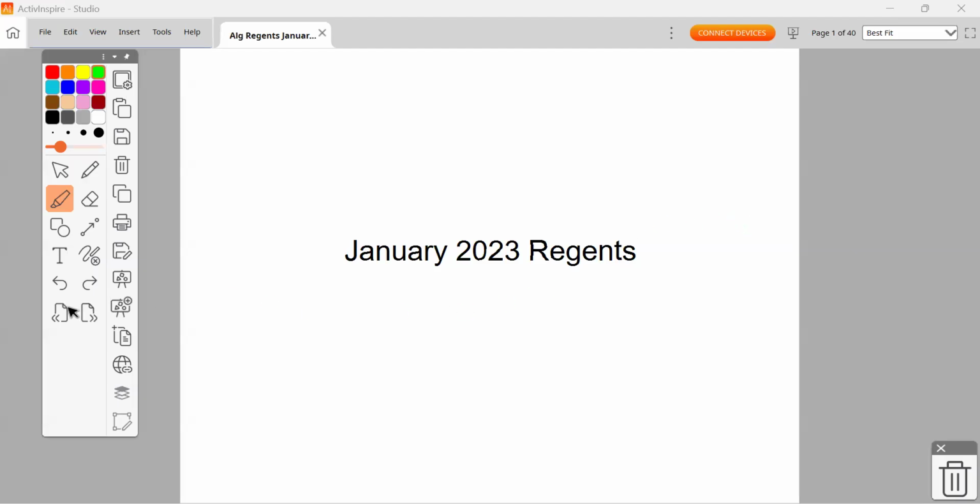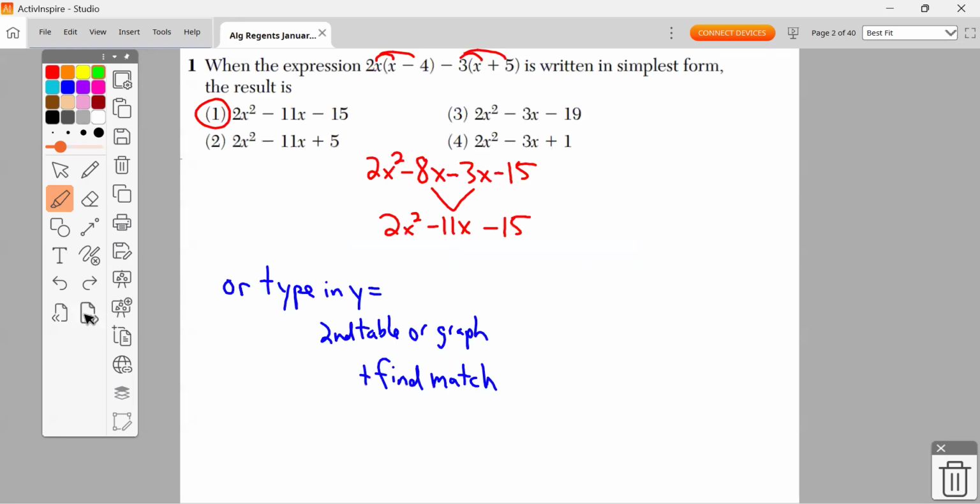This is the video for the January 2023 Algebra Regents exam. Multiple choice. When the expression 2 times x minus 4 minus 3 times x minus 5 is written in simplest form, the result is what?